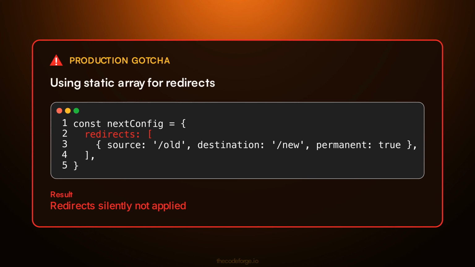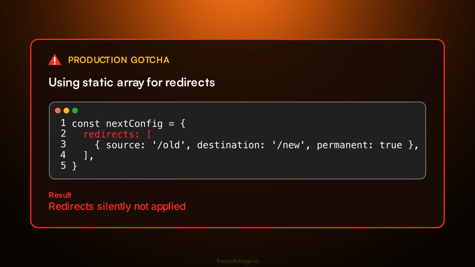If you define redirects as a static array instead of an async function, Next.js ignores it silently. Always use async redirects that return. If you deploy to a staging subdomain and it's not in allowedOrigins, all server action calls from staging will fail with 403. Always include all domains that will call serverActions.